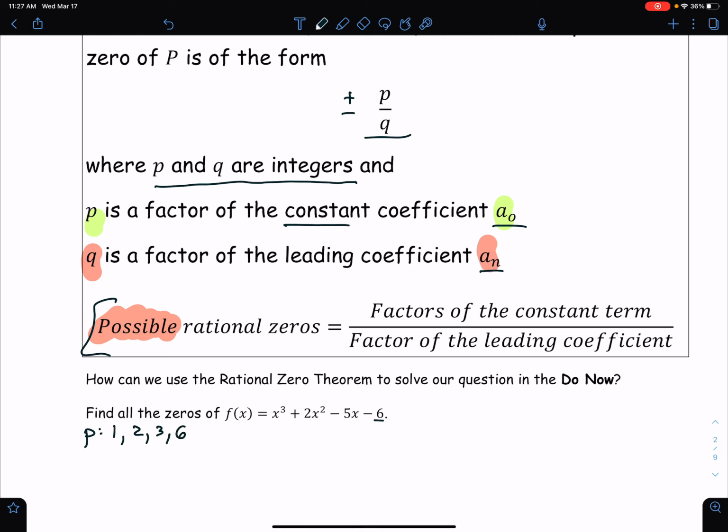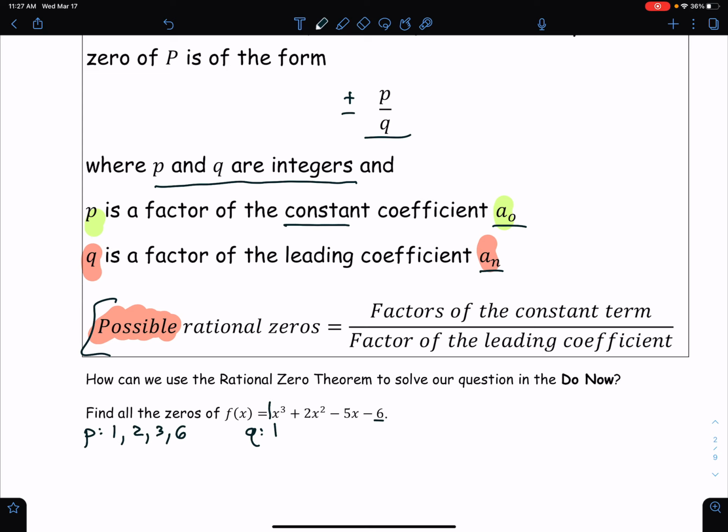So all the factors of 6: 1, 2, 3, and 6. And then list all the factors of q. And q is the factors of the leading coefficient. So the leading coefficient here is just 1. Oh, that's the best one. It's just 1 because the only factor of 1 is 1.